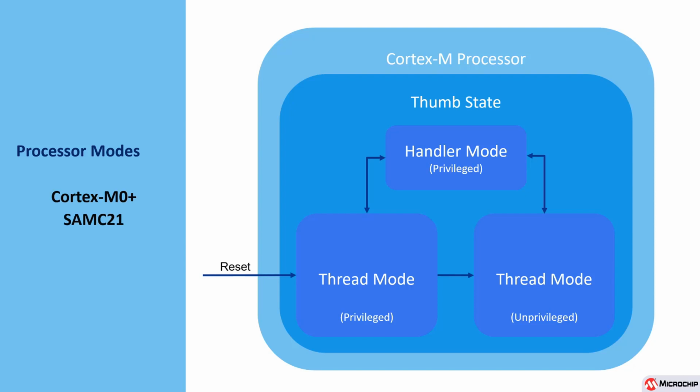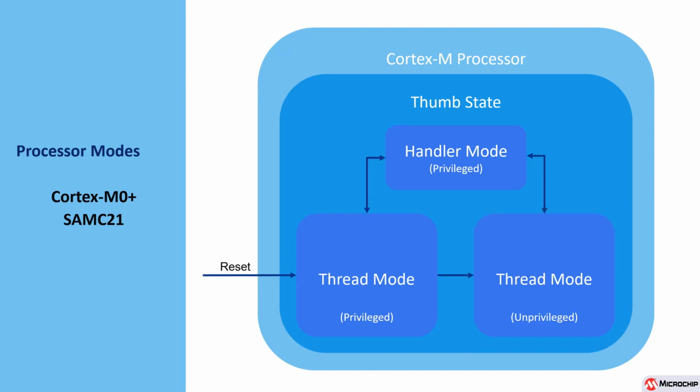The SAMC21 actually has processor modes that include privileged versus unprivileged states, so that makes this diagram a little more complicated. You can see that the original two blocks are there. The thread mode is where reset lands you, in the privileged thread mode. This is the handler mode, which stays privileged as it was in the previous diagram. But what this adds is a third box, which is an unprivileged thread mode.